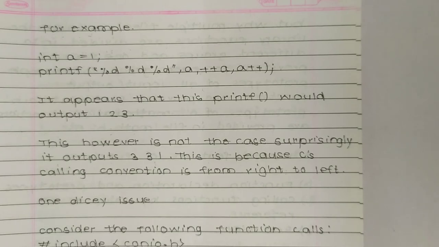So this is one example in which we have a command int a is equal to 1, so a is equal to 1, and the output is 3 3 1. With a++, the calling convention, that means the arrangement, was from right to left. That is why the output is 3 3 1.